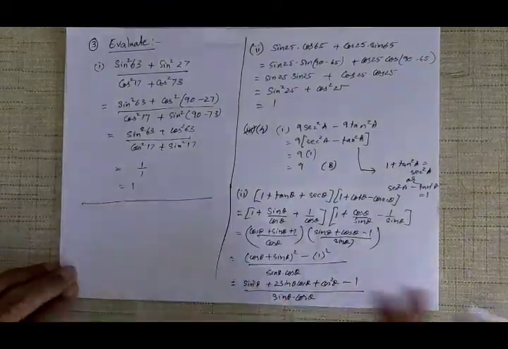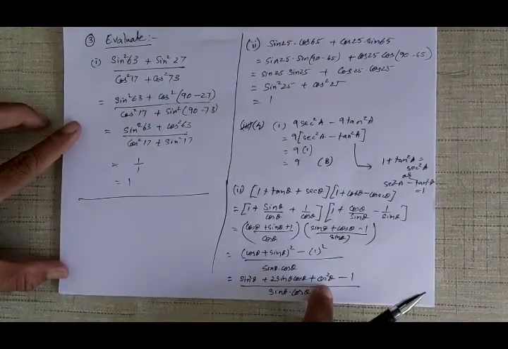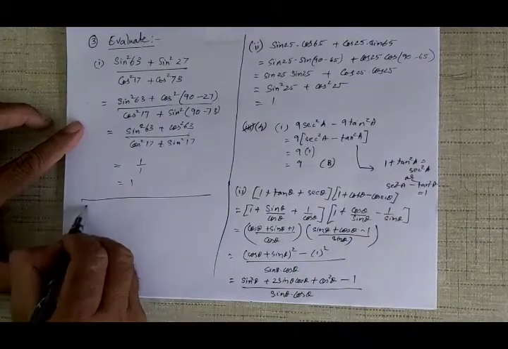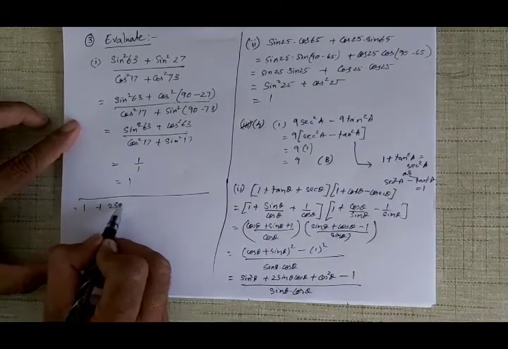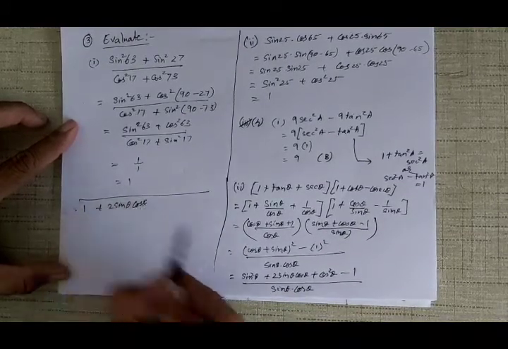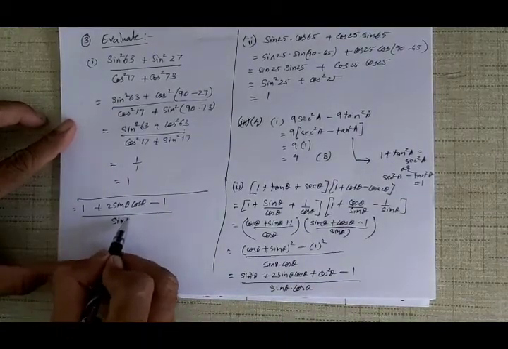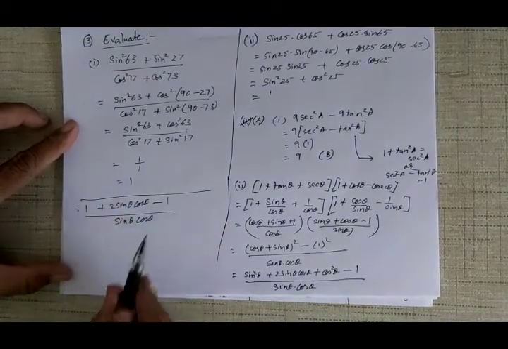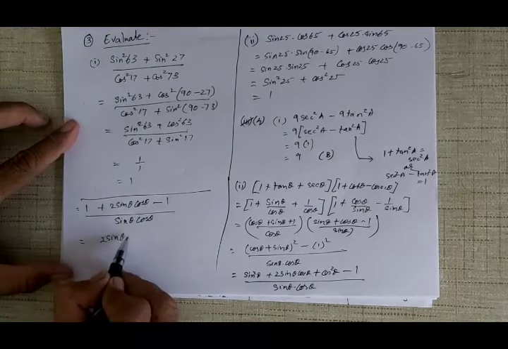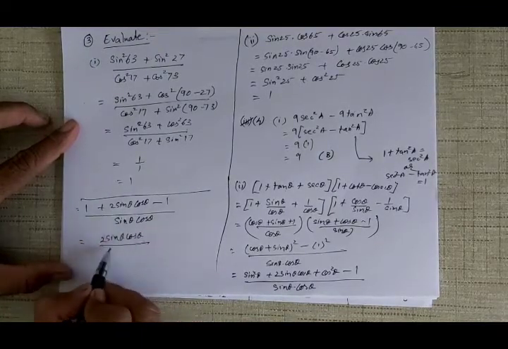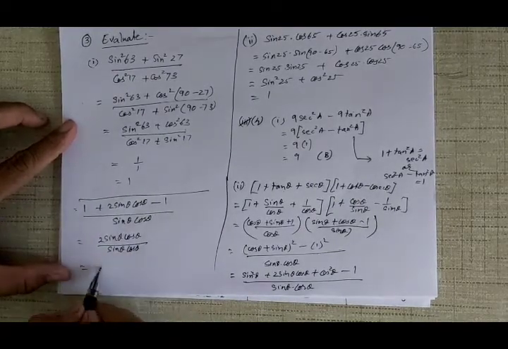Now I am just doing it here, not on the next page, so you can actually see it. Now see, sine square theta plus cos square theta is 1. Then 2 sine theta cos theta, and then minus 1 upon the denominator sine theta cos theta. Plus 1 minus 1 cancels out, and I get 2 sine theta cos theta upon sine theta cos theta. Cancel this out and you get only 2.